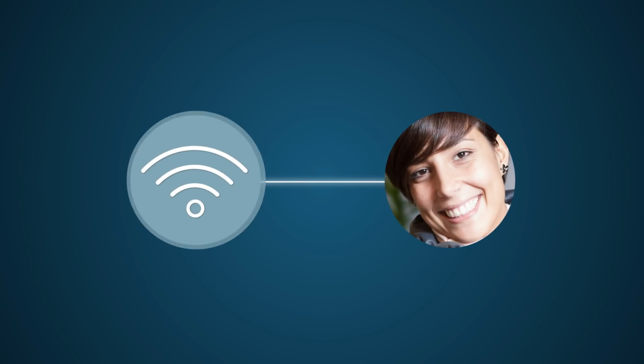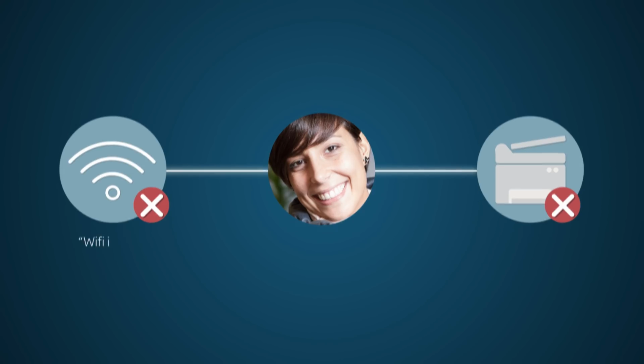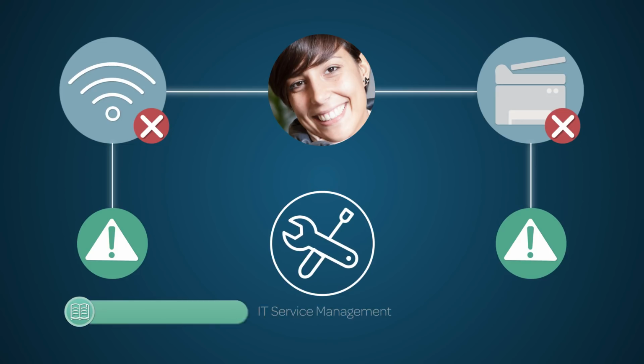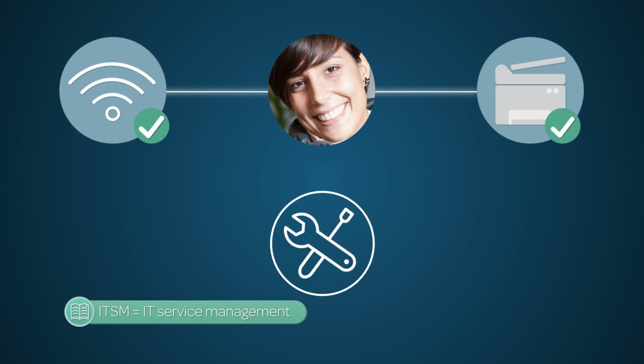When users experience an interruption or reduction in the quality of an IT service, such as Wi-Fi, or an issue with local software or hardware, like a scanner, they log incidents to request help from IT. Incident management is the ITSM process aimed at restoring service operation as quickly as possible and minimizing business impact.